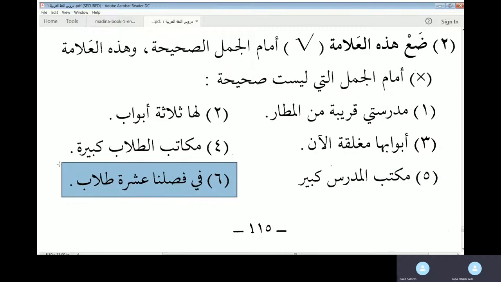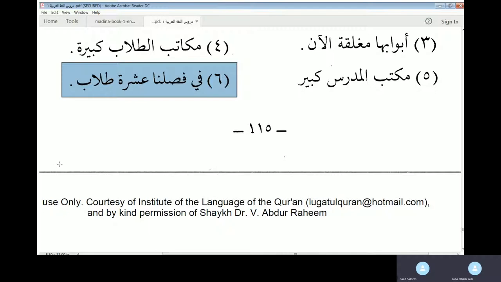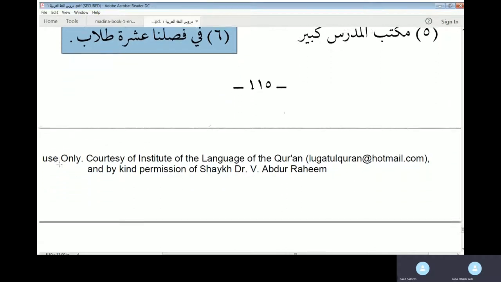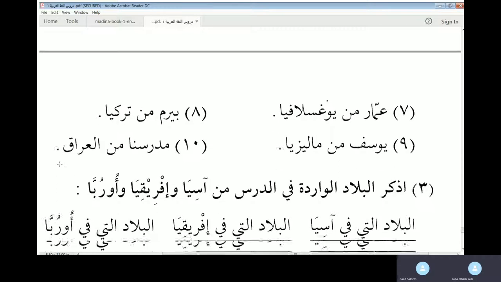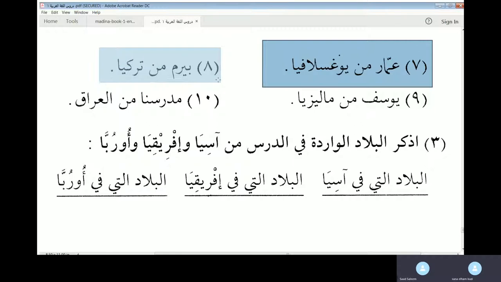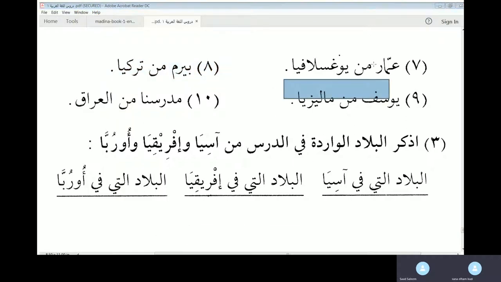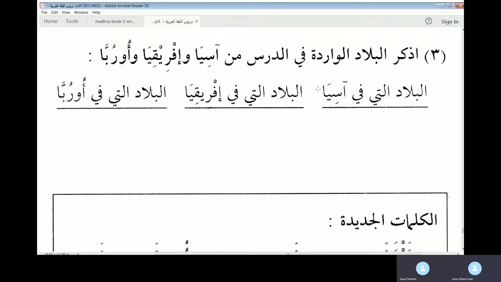Fi faslina asharatu tullabin. In our class, there are 10 students. Yes, that was right. Ammarun min Yugoslavia. Bayramu min Turkiya. Yusufu min Malaysia. And mudarrisuna min al-Iraqi.